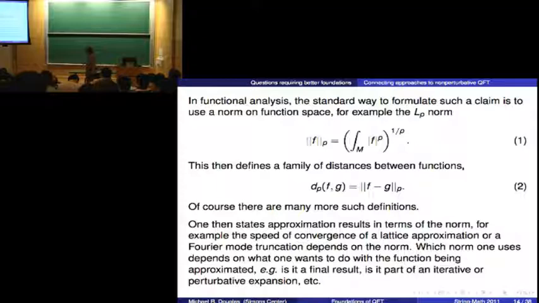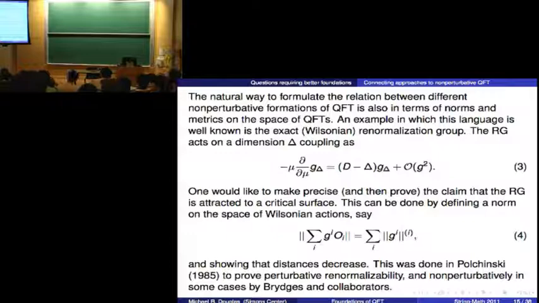And so here, you would like to talk about distances between quantum field theories in the same way. So if we're going to claim that we're approximating a quantum field theory, well, then we'd like to have some precise definition. How close is it to the quantum field theory? And then depending on what class of theories you're looking at, you could do that in different ways.